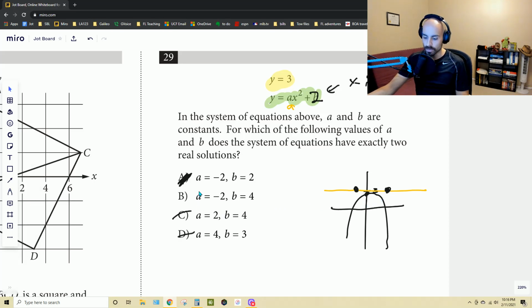So then now what we're left with is just B as our correct answer, because what that does is that 4 gives us enough height that the line for y equals 3 can run through it twice.